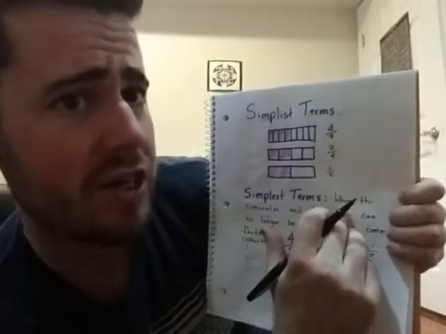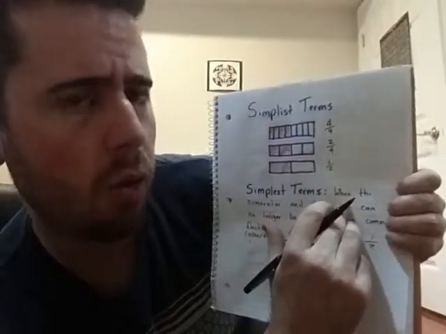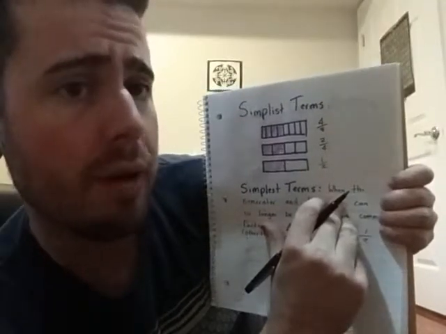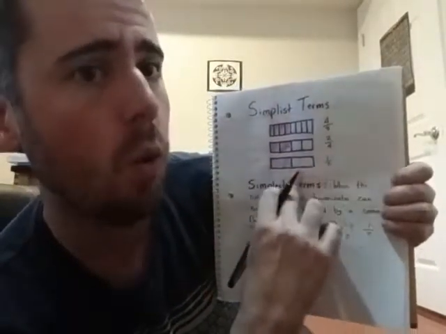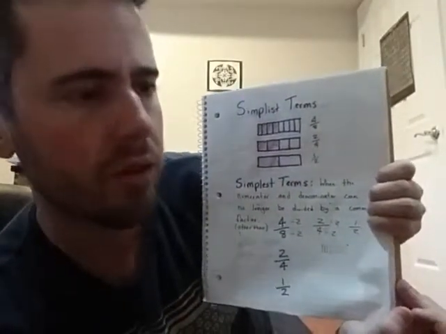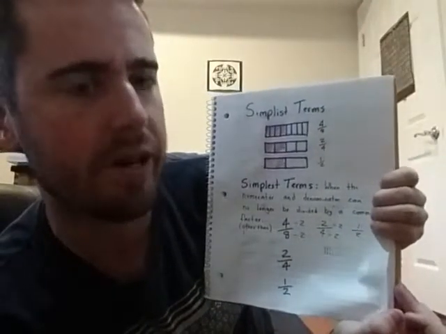But wait a minute, is that going to change our fraction? Is it going to turn into a new equivalent fraction? No, because when we divided 1 by 1, we get 1. When we divide 2 by 1, we get 2. So we still have the same exact fraction, 1/2. 1/2 is our simplest term. It's the biggest size piece that we can possibly get out of our fraction.